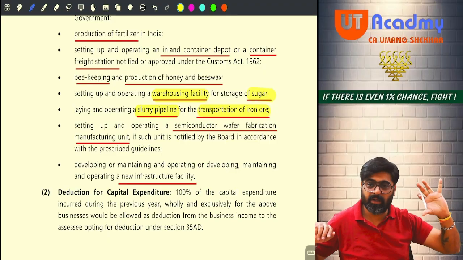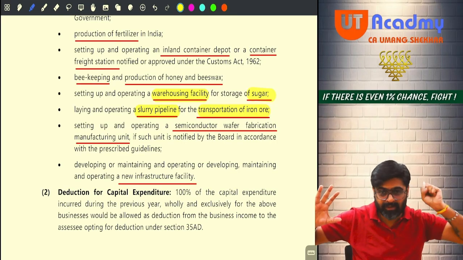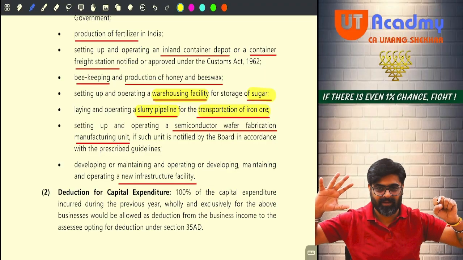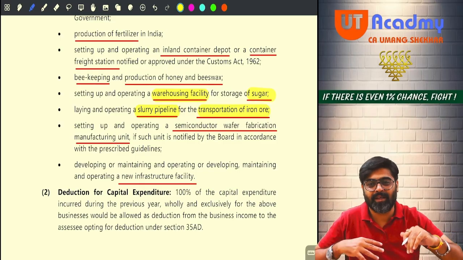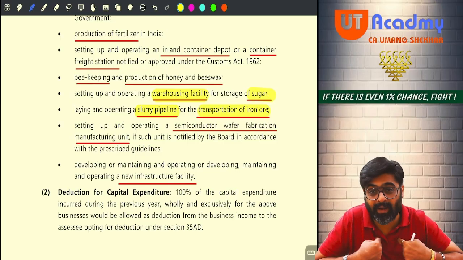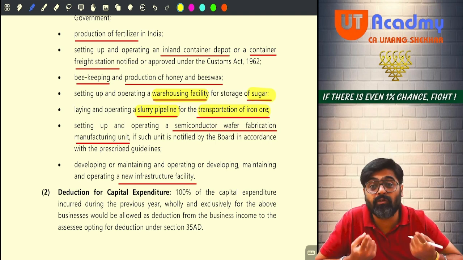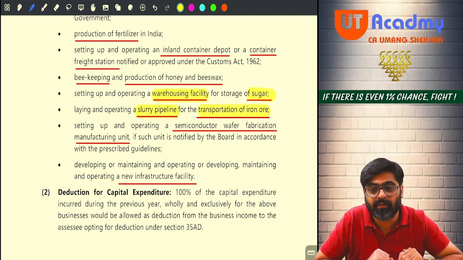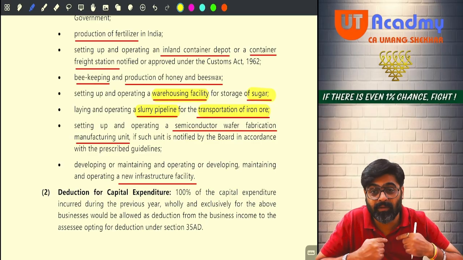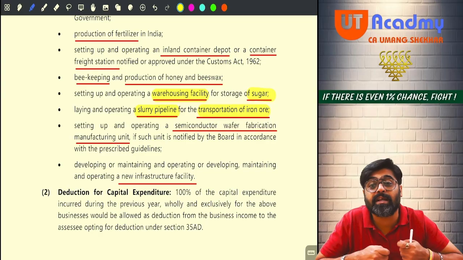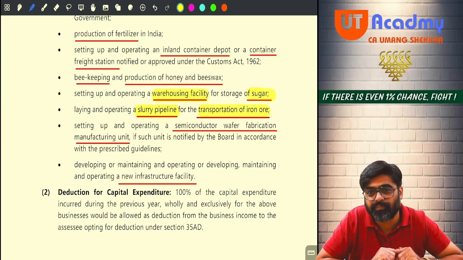So one mine owner is there and one factory owner is there. From this mine to this factory, I will transport this entire iron ore through my network of pipeline. That pipeline network I will be laying from the mine to the factory. I will be laying it, I will be operating it. For that I will be charging some money also. Getting my point? That is my business.